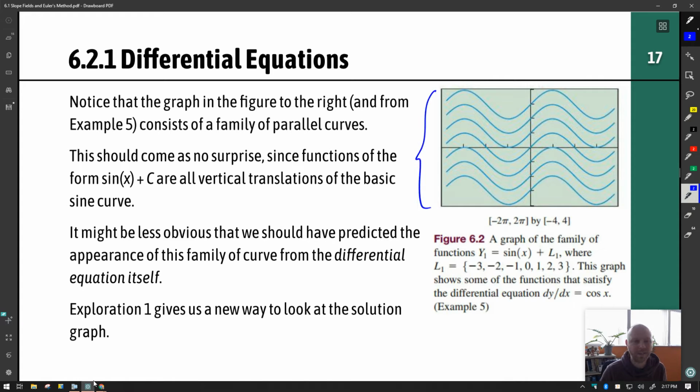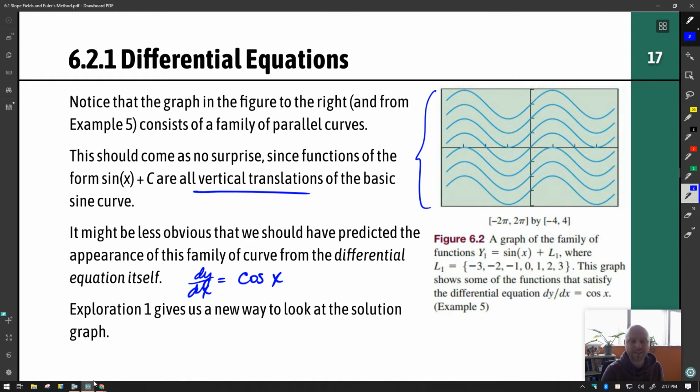This list was a little bit bigger, but notice it's a family of a bunch of parallel curves. And like we discussed, that's no surprise. It's sine of x plus c, and plus c is just a vertical translation of the sine curve. But what might not be so obvious is we could have predicted what this looks like without solving the differential equation. We could have been sitting there with dy/dx equals cosine of x, and we could have known just with this, without going through the sine of x plus c, what the family of curves would look like.